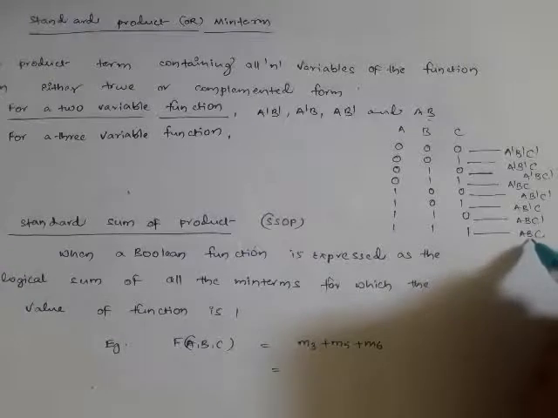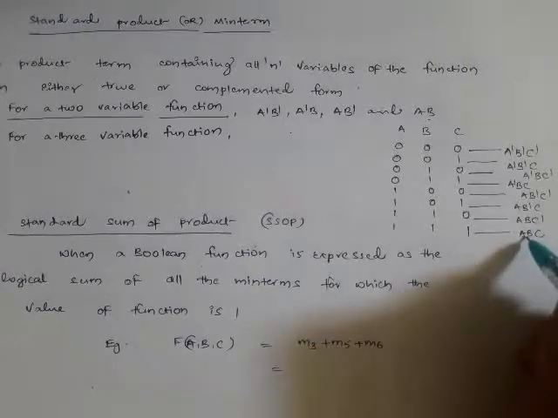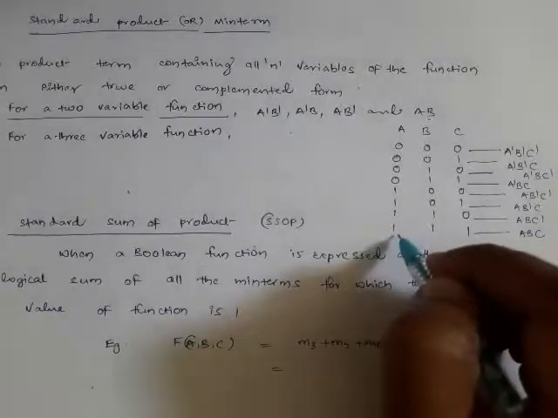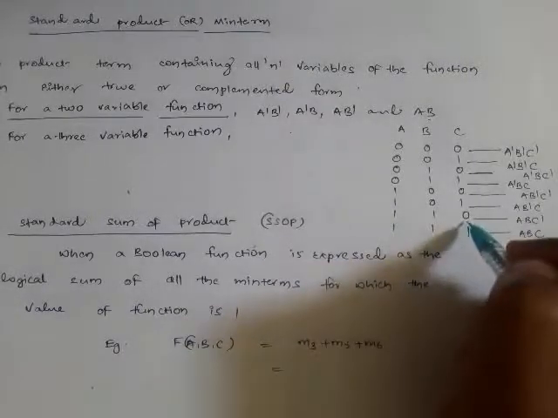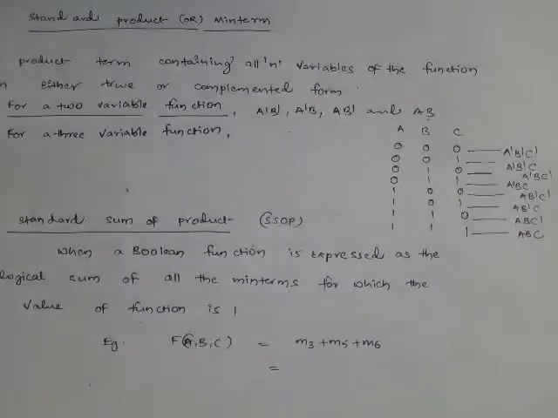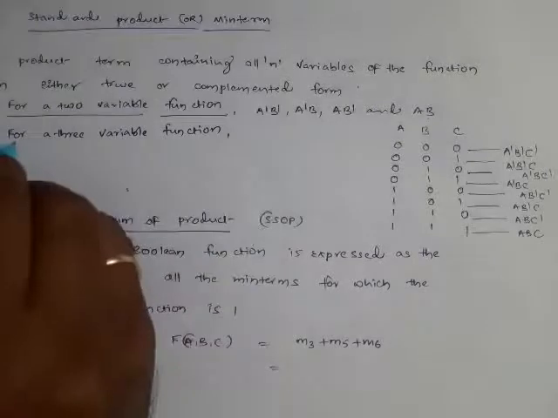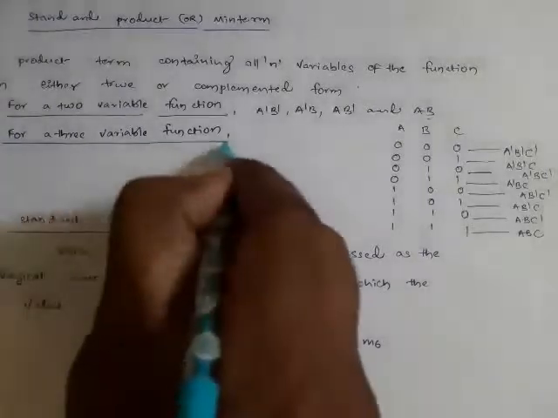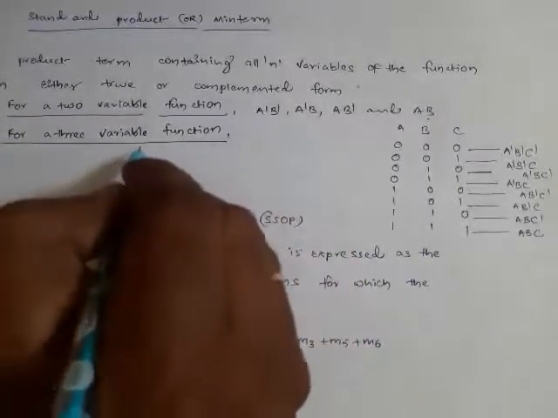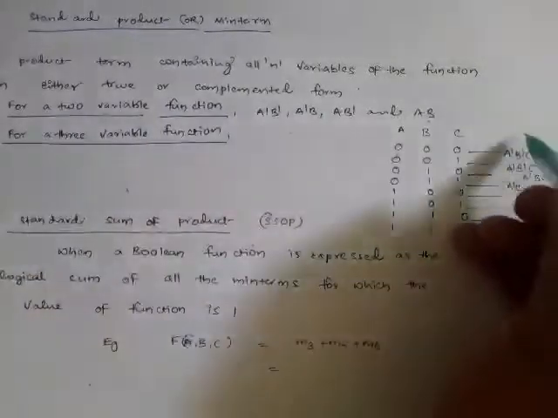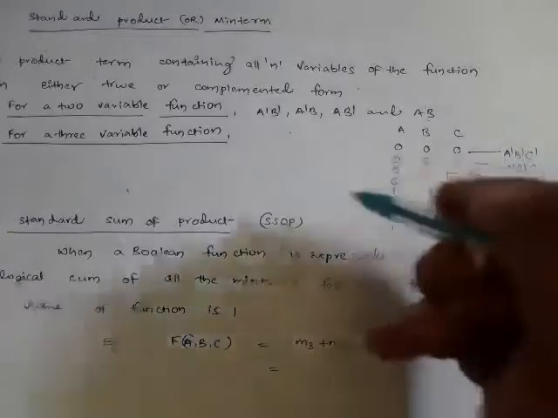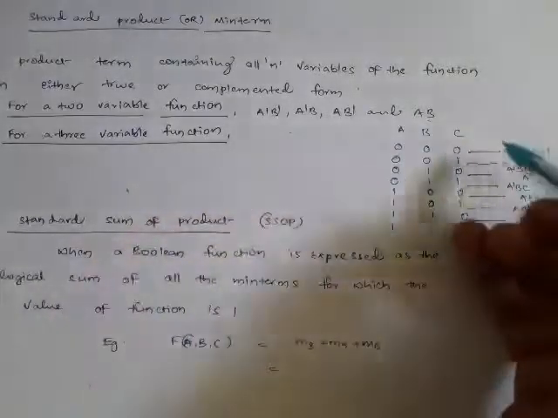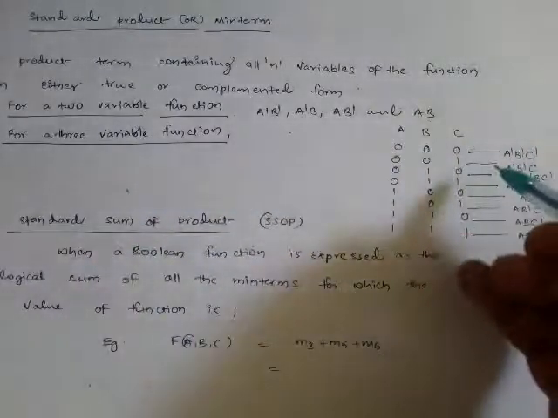Logical multiplication operation is performed between the three variables. And how are the variables taken? The variable is present in its original form if its value is 1. The variable is present in its complement form if its value is 0. So this way, for a 3 variable function, since there are 3 variables, we got 8 minterms or 8 standard products. Since 2 power 3 is 8, we get 8 standard products.